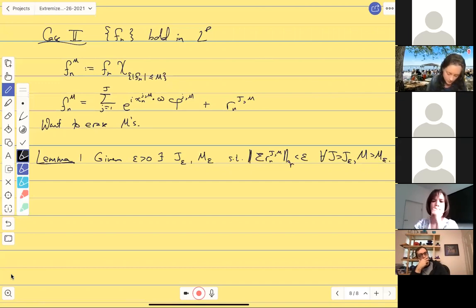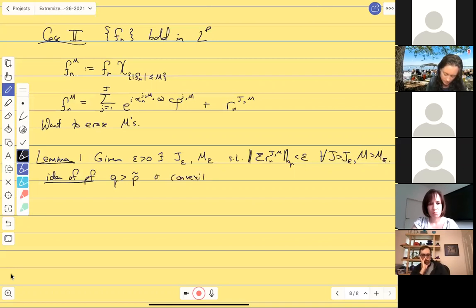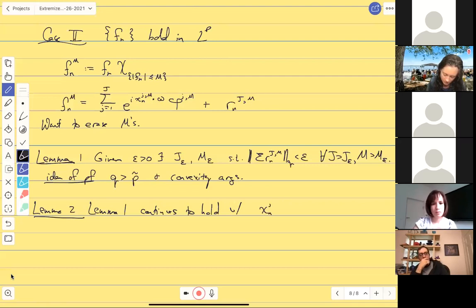And the idea of the proof is to use the fact that q is larger than p tilde, plus some convexity arguments. And then the second lemma is that lemma 1 continues to hold, but I can replace the x_{n,j}^m's, I can erase the m's. So I want to give an idea of the proof of lemma 2, and that will be the end of the argument.